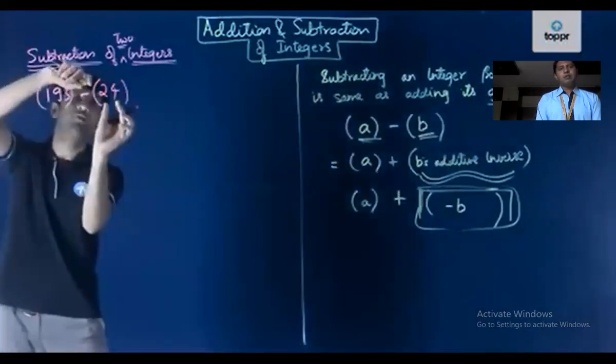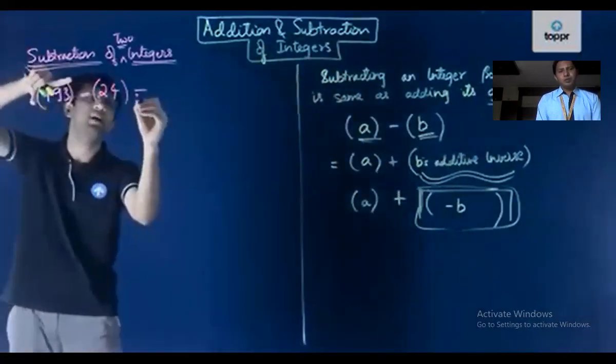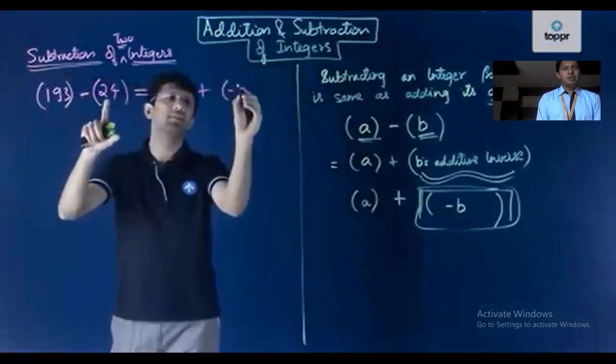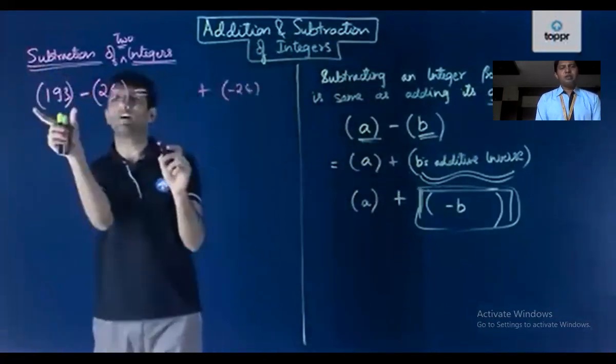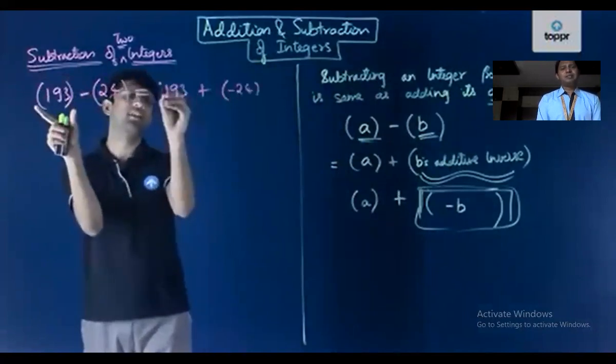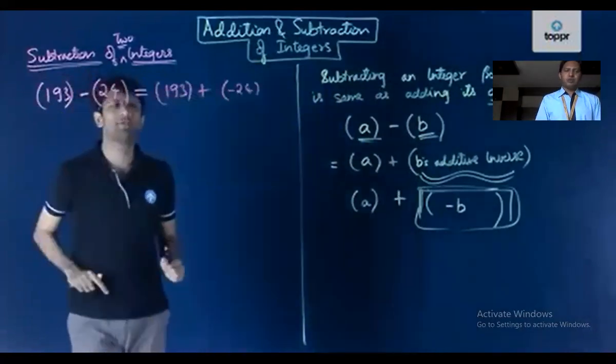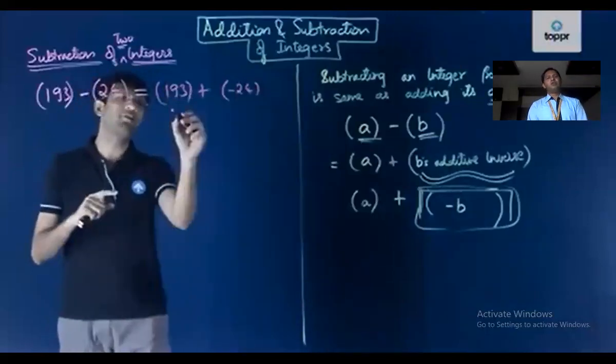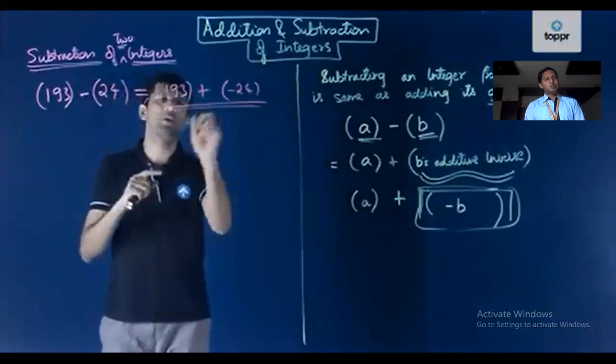So 193 minus 24. With these two numbers having minus 24, we need to subtract. So we'll write it as the additive inverse of 24. The additive inverse of 24 is minus 24. We need to add 193 and minus 24.